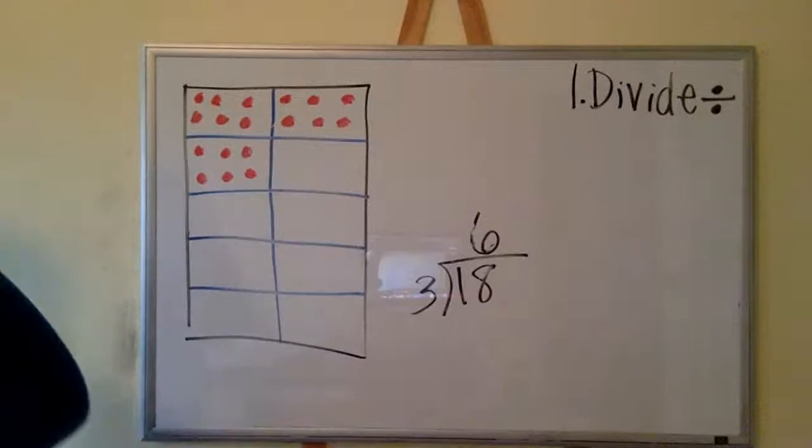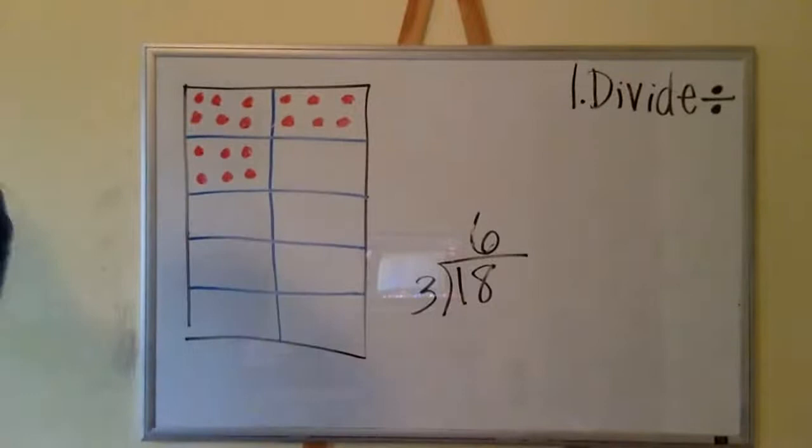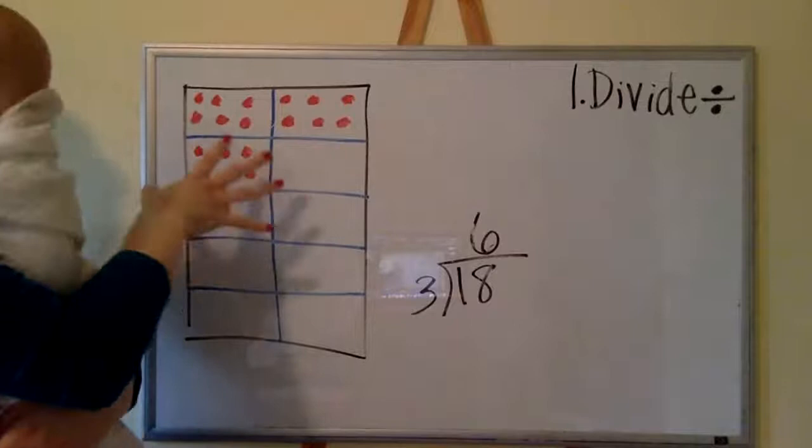Look at your mat and see what you think. Look at your division mat. How could you describe your picture as multiplication? When we did division, we started and we separated it. How would you describe this as multiplication?